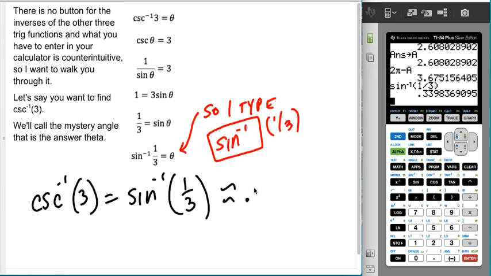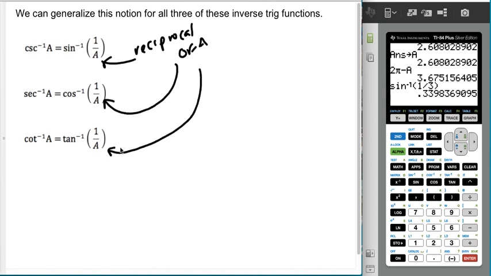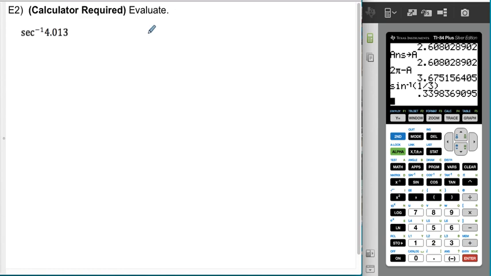So 0.339 or 340, depending on if you round or truncate, right? We can generalize that by saying that if I want the inverse cosecant of A, I do the inverse sine of the reciprocal of A. And that's the same thing here. If I want the inverse secant, I would do the inverse cosine of the reciprocal of the thing, right? So let's go ahead and try this.